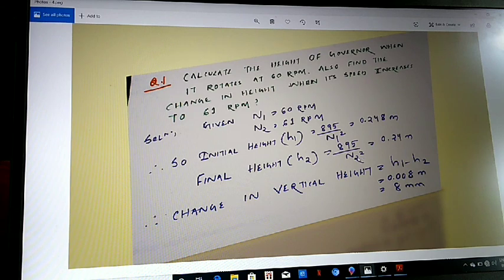If the reverse condition is asked, then n1 square is equal to 895 by h1, n2 square is equal to 895 by h2, and n1 is equal to the root of this. So find the speed range also by using this formula. You can have two types of questions, whether you have to find the change in height or the speed range of the governor when other data is given. It is a very simple type of question. You can also practice the same type of problems at home. So thank you.